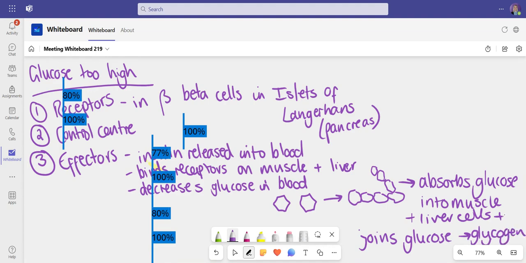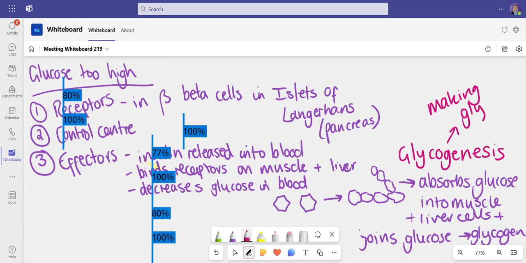Now there is an extra fancy word for that. Because we're making glycogen, it's called glycogen, and then it's joined to the word genesis. Genesis means making something new. So glycogenesis just means making new glycogen.